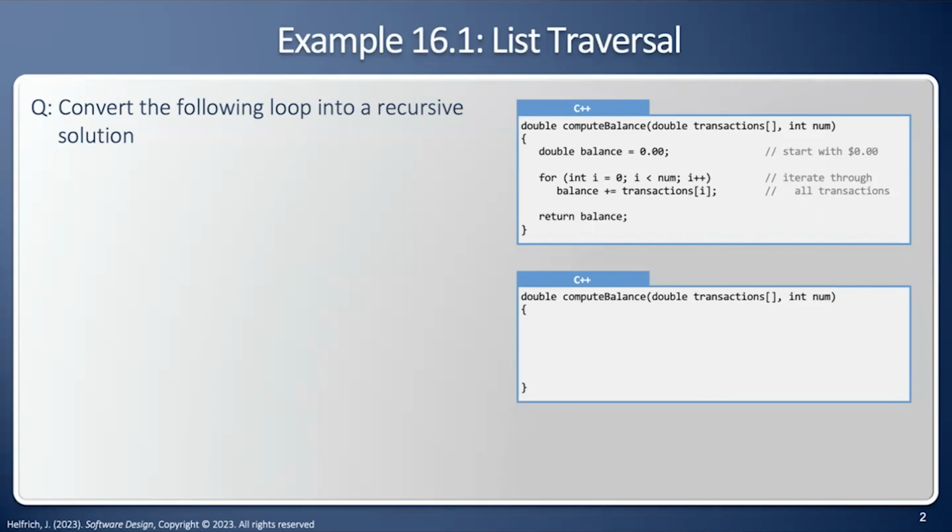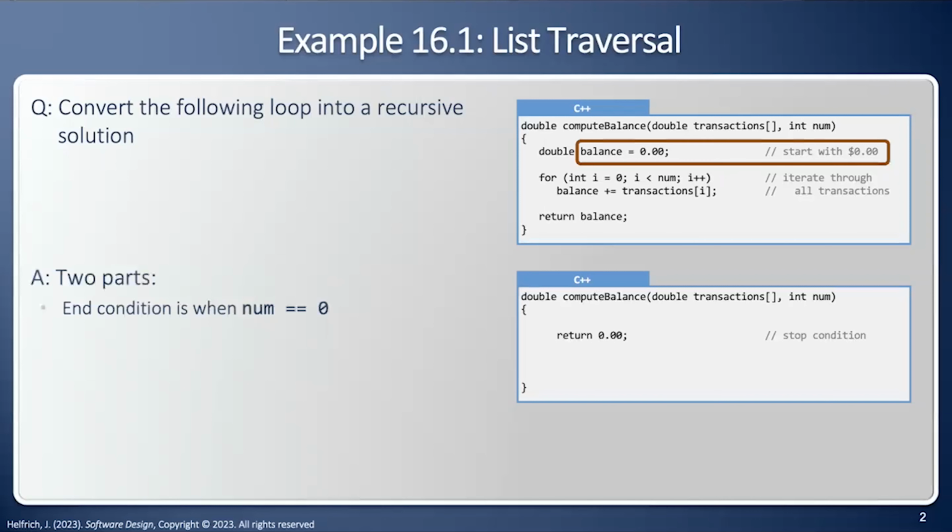First of all, I'm going to have the same function, computeBalance, and notice how we're going to set balance equals 0. So that's going to be my return balance equals 0 stop condition. In other words, if there are 0 elements in my transactions array, then I'm going to return 0.00 as my balance. And so that's my end condition.